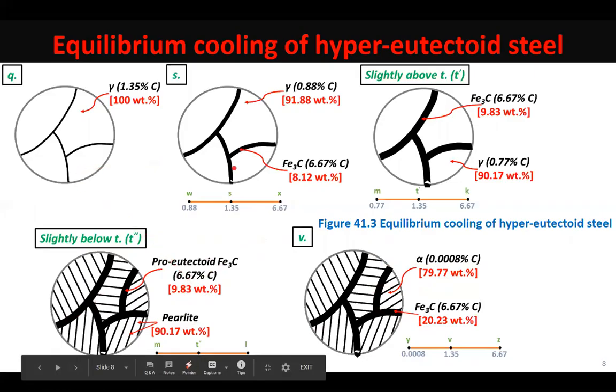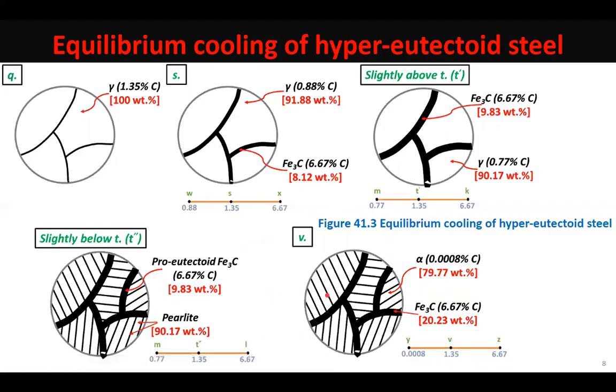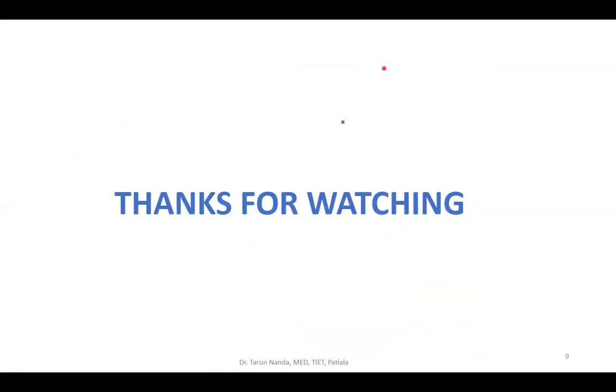So students, this brings us to the end of equilibrium cooling of each type of steel on the basis of metallurgical classification. I hope you have understood all the things. Thank you so much for watching.